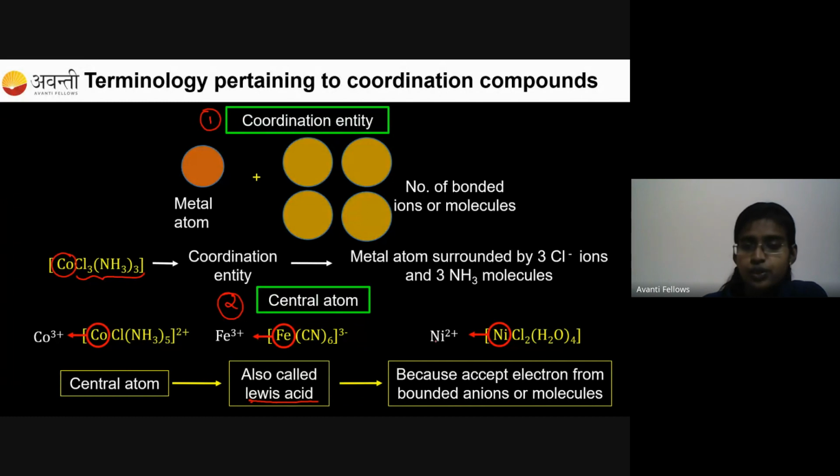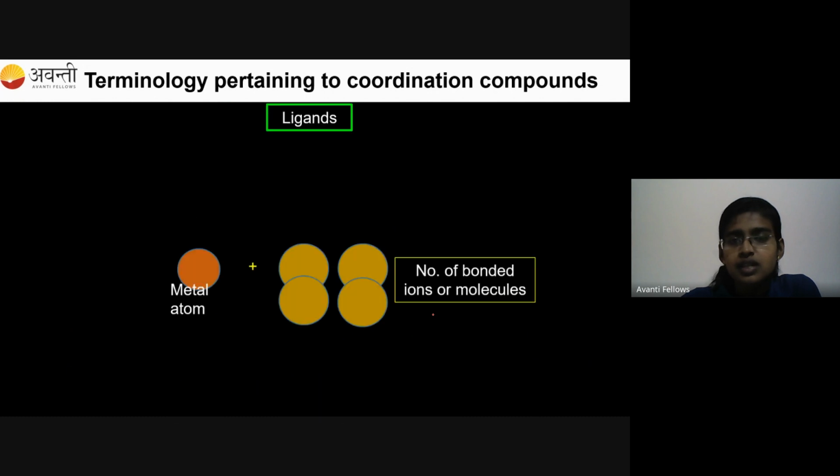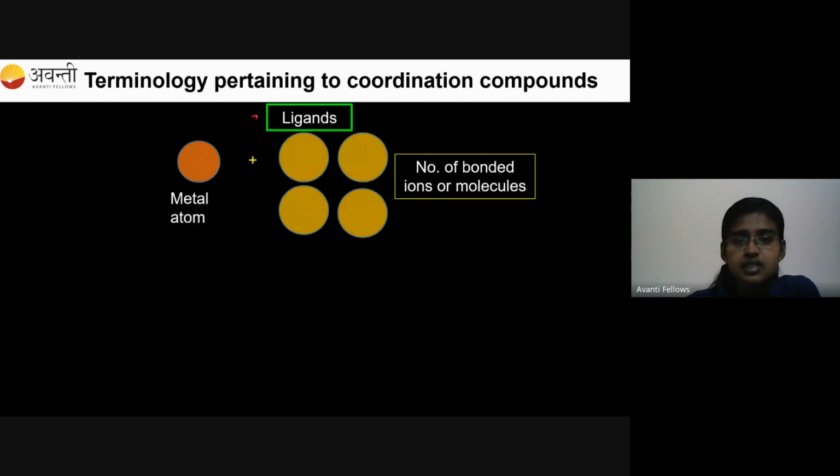Like I have showed you in the first screen, it always takes the electron from the molecules to which it is bonded. So, they are electron acceptors. Lewis acids are electron acceptors because they are electron deficient in nature. All the positively charged species are electron deficient in nature and they are Lewis acids mostly. Okay. Central metal atom is a Lewis acid. Very important point. Now coming to the third term, which is called ligands.